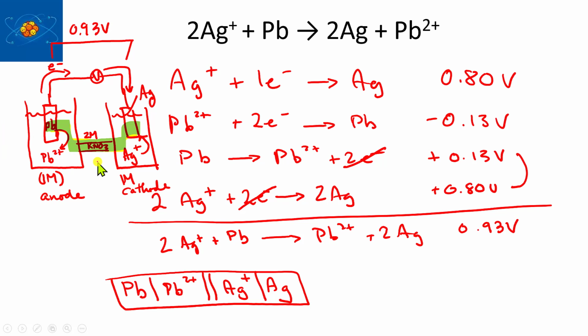And I did want to make one other point, that these are known as active electrodes because during the course of this reaction, they actually change in mass and are part of the reaction. The lead is part of the redox reaction. So these are both active.